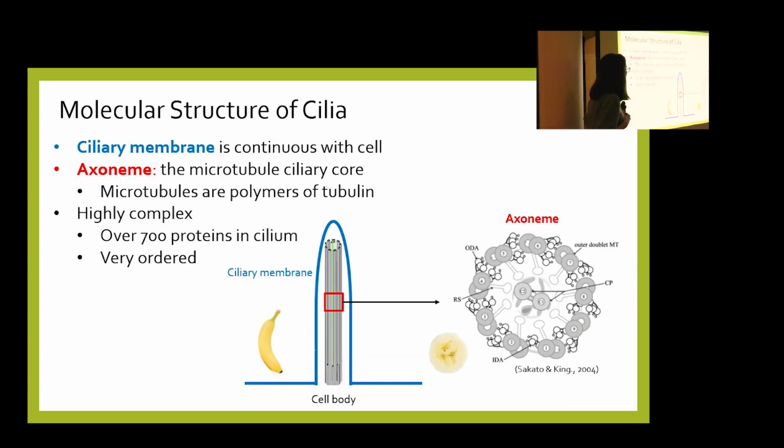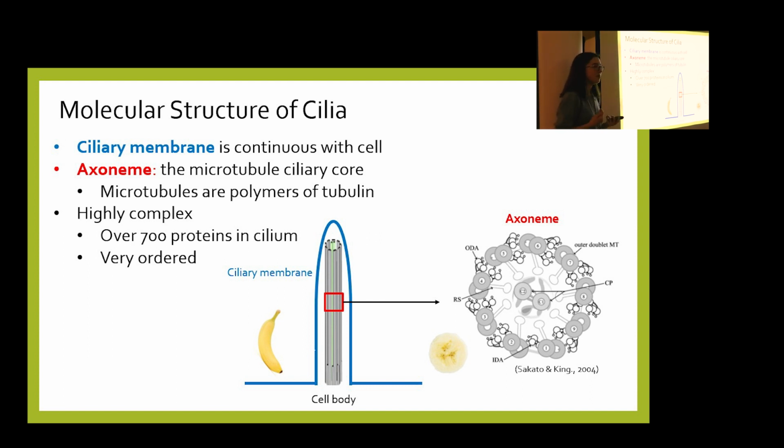And so in this diagram here, I have the cilia, where this blue outline here is the ciliary membrane that is continuous with the cell. I like to think of the cilia as a banana, where the ciliary membrane is the peel. So if you peel away that ciliary membrane, what you're left with in the middle here is called the axoneme. And if you take a slice of the axoneme, what you'll see is that diagram on the very right. The axoneme is also referred to as the microtubule-based ciliary core.